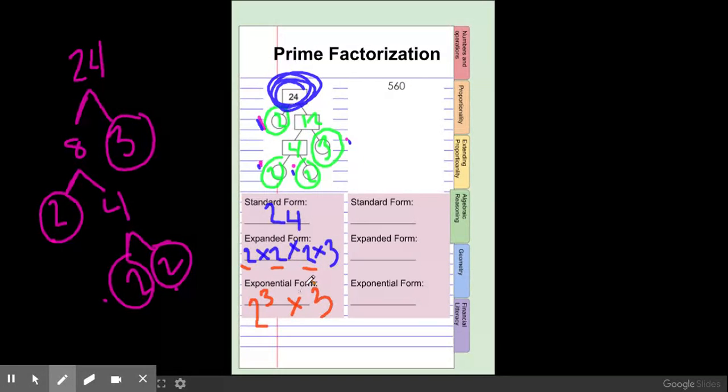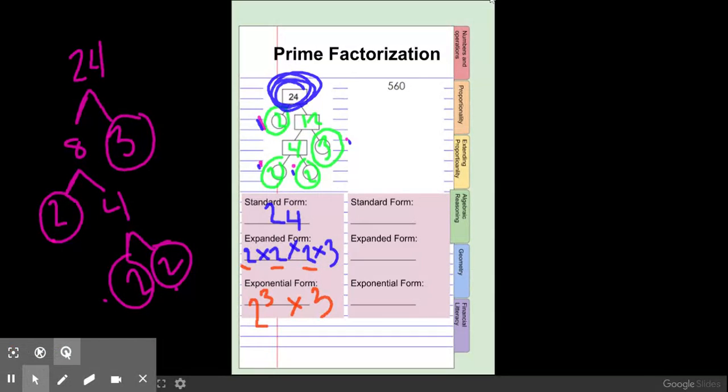Okay. If you guys need help putting the exponent up there, in your settings, let me see.